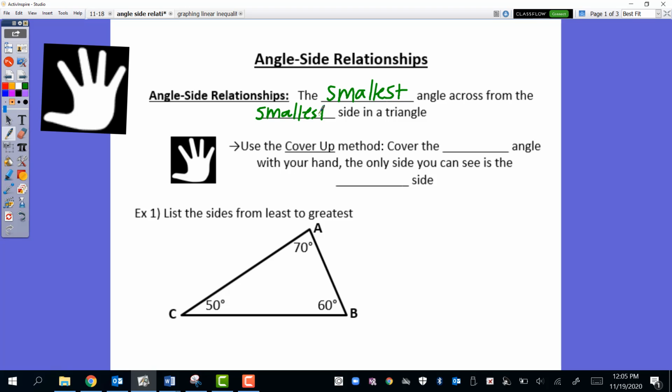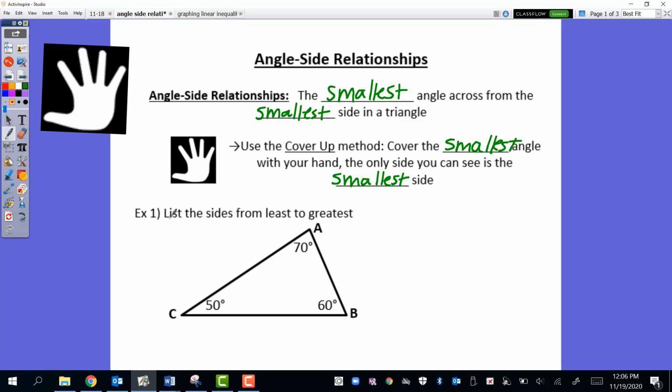They go together. To figure out which side and which angle match up, we're going to use this covering up method. If you want to find the smallest side, you would cover up the smallest angle with your hand, and the only side that you see left is the smallest side. This also works the other way. The largest angle is across from the largest side. Whichever side or angle you want to find, you would use the same method to figure it out.